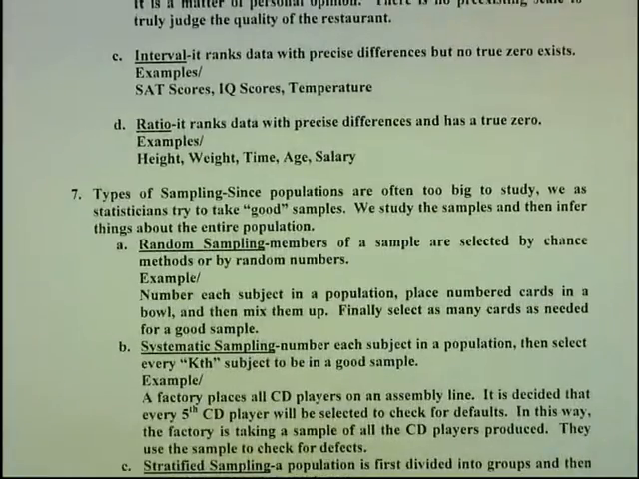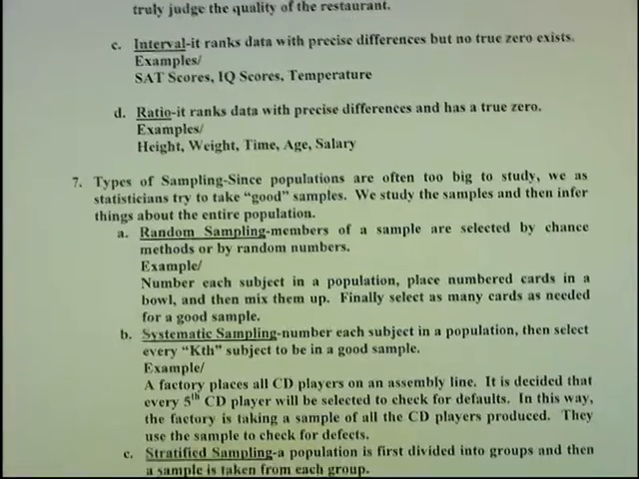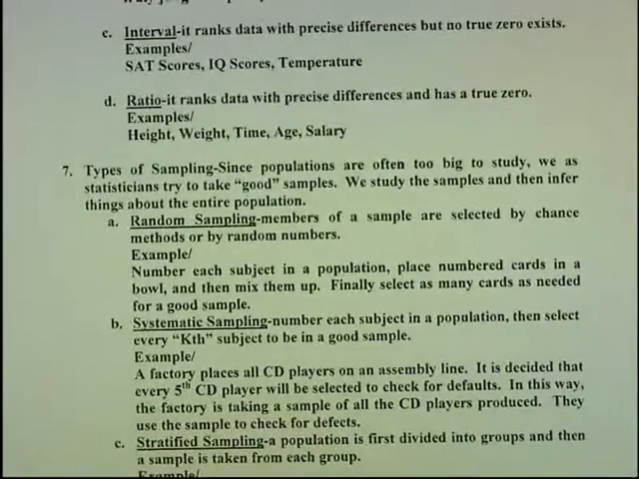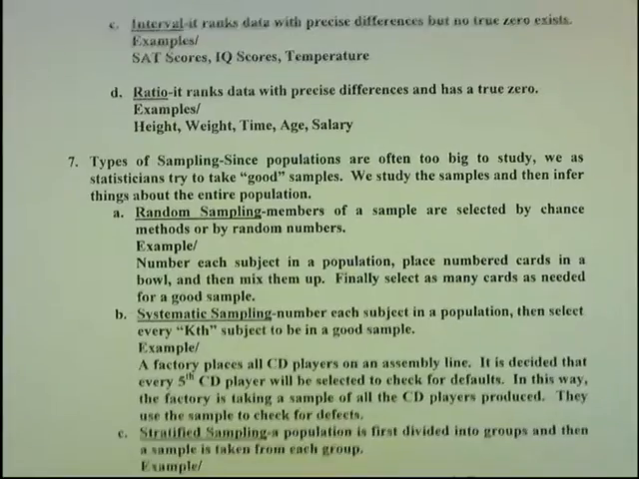So, types of sampling. There are several types of sampling. We always wish to take the very best sample, and we hope that they're random. And I think you understand what it means to be chosen at random. For example, you number each subject in a population, place the numbered cards in a bowl, and then mix them up. Finally, select as many cards as needed for a good sample.